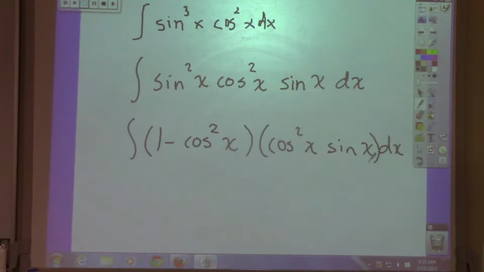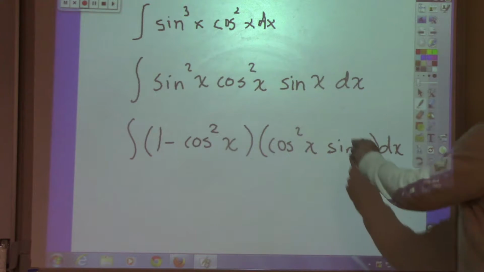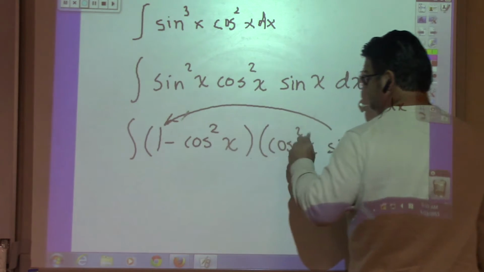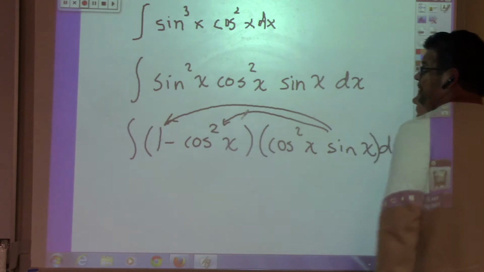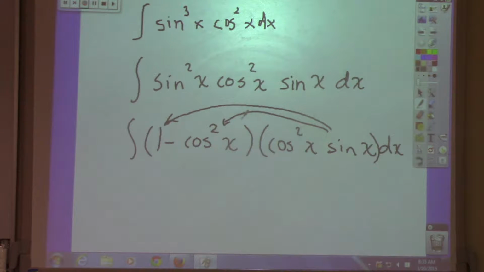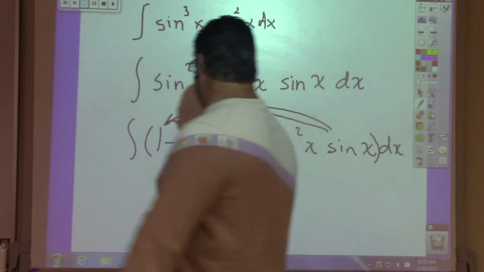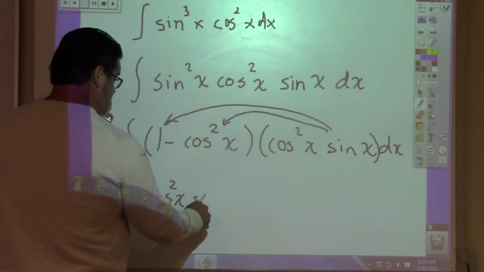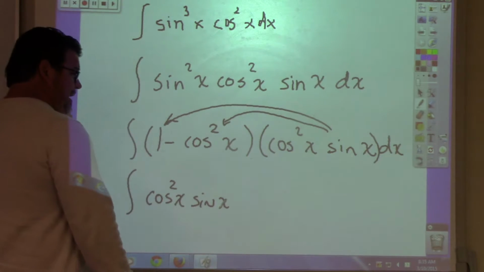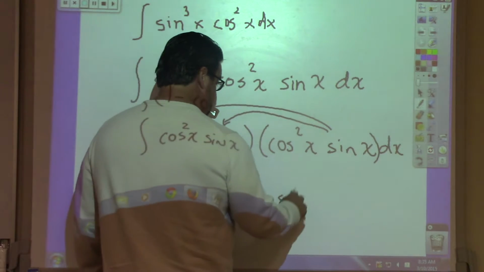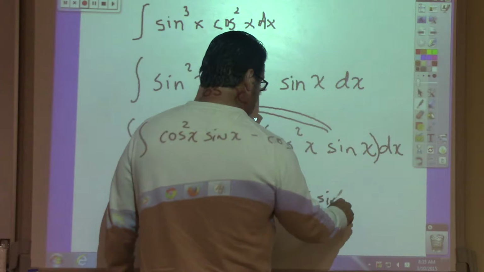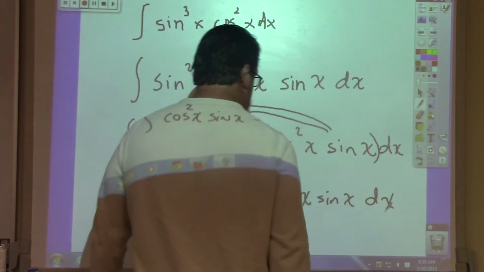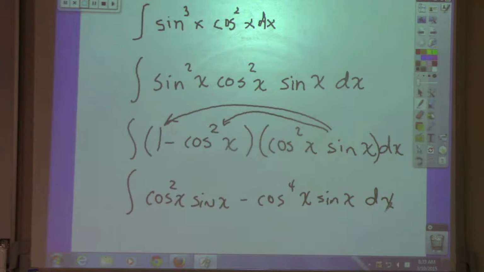Now what could I do now? You can distribute. Distribute what? The cosine. I would distribute this. No, distribute one or the other, it doesn't matter. And that would give you the antiderivative of cosine squared x sine x minus cosine to the fourth x sine of x dx. Finish it out.